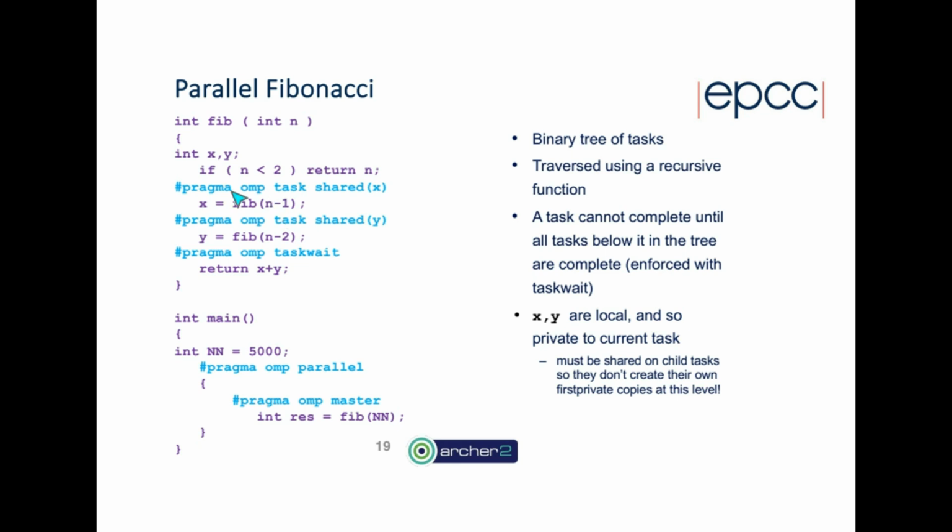Why? It's because these references to x and y really need to be references to the existing storage. The existing storage is these copies of these local variables, which are created at every level of recursion. So x and y really have to refer to these two variables declared here. And also, x and y cannot be private because they would go out of scope as soon as the task had completed. So when we reference them here, they wouldn't exist anymore.